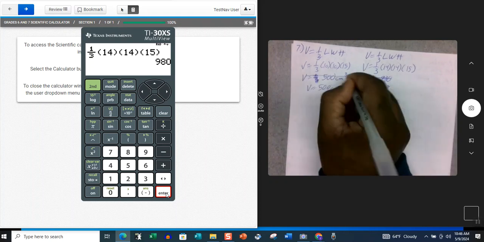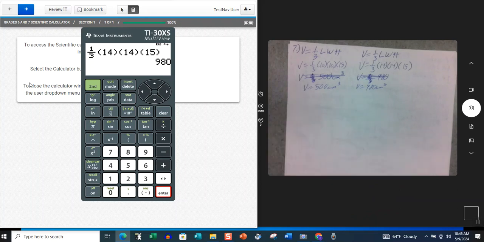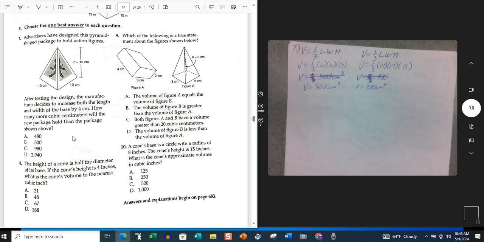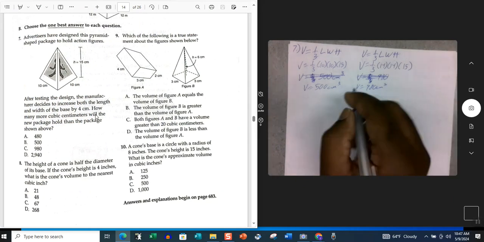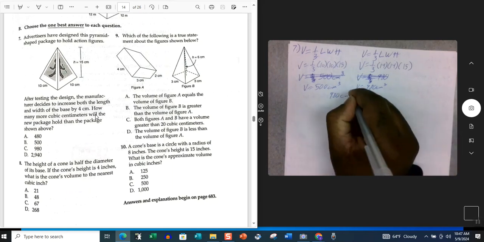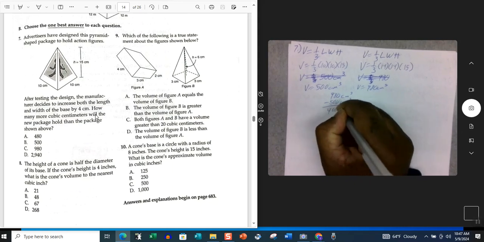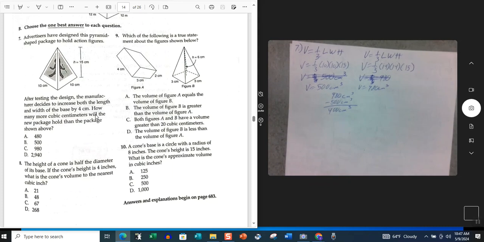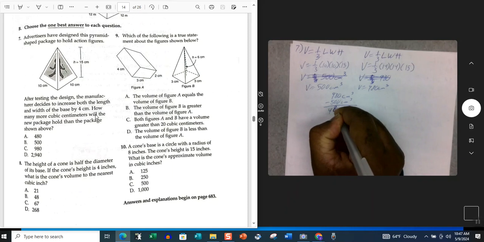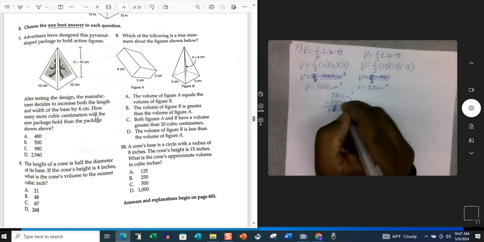So we really don't need this here. Now, this is the new amount, this is the old amount. They asked us to find how many more cubic centimeters the new package would hold. So we do subtraction: 980 cubic centimeters minus 500 cubic centimeters. I'm sorry, it should be 480, not 400. So it'd be 480 cubic centimeters, which is A.